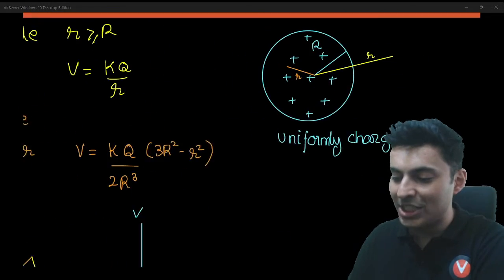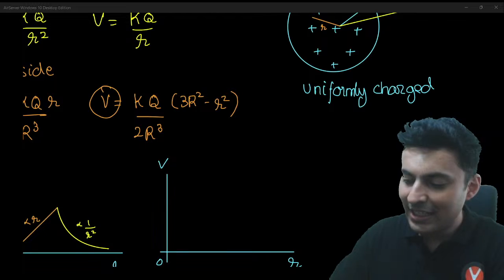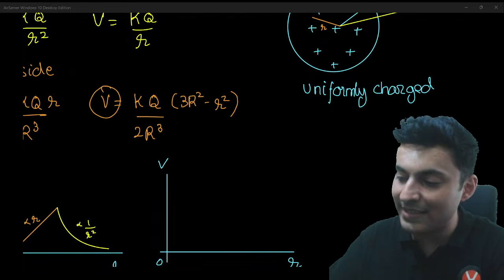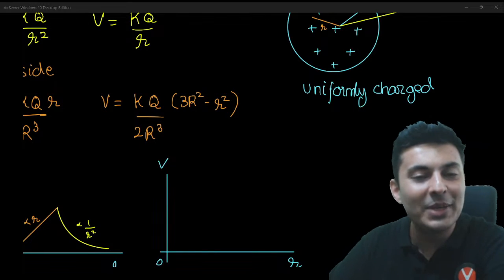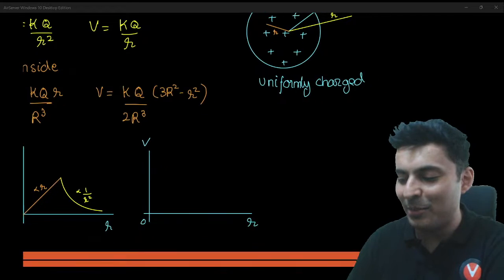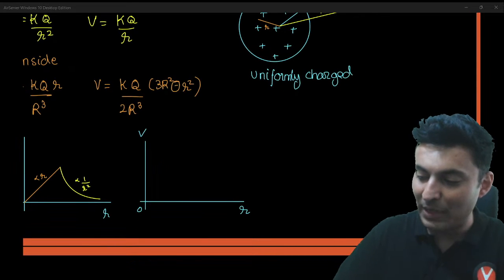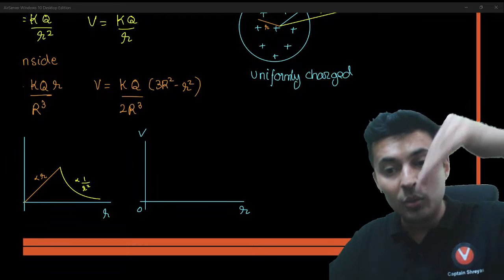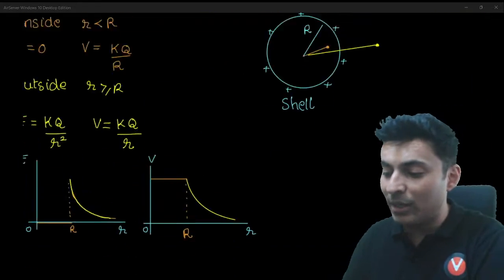Let's talk about potential. When you are inside, small r square is there on the top. Potential is proportional to small r square. That means it is a parabola. But because there is a minus sign, it is not an upward parabola. It is a downward parabola.